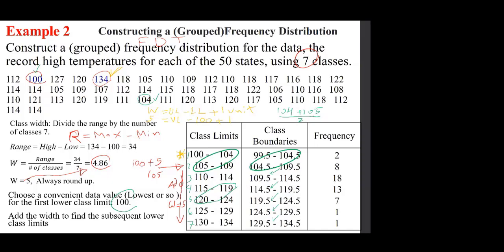99.5. Why are we subtracting 5? Because that's the class width. That's a class width. Beautiful. Okay, perfect. Thank you.